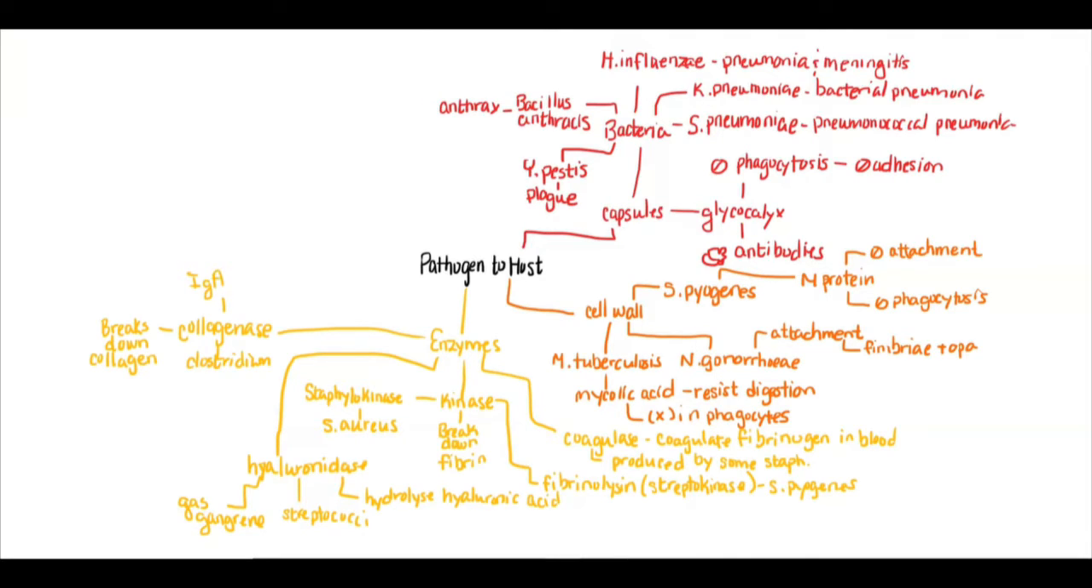IgA protease is an enzyme that combats the IgA antibodies produced by the host by destroying them. Neisseria gonorrhoeae and Neisseria meningitidis are bacteria that produce this enzyme.